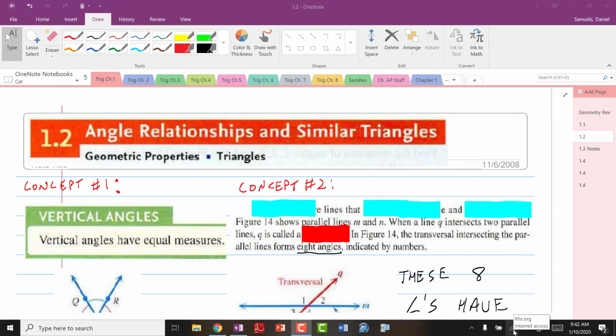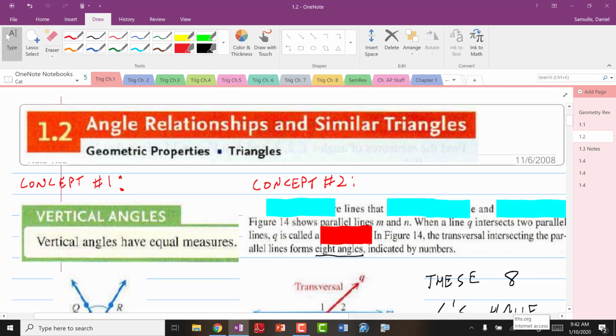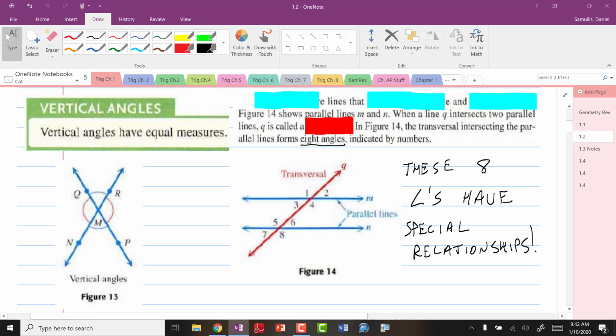Hi, everybody. Yeah, so I promised I'd do a little video on this one too, just because of the similar triangles. But just real quick, you could read, and these are all blocked out.